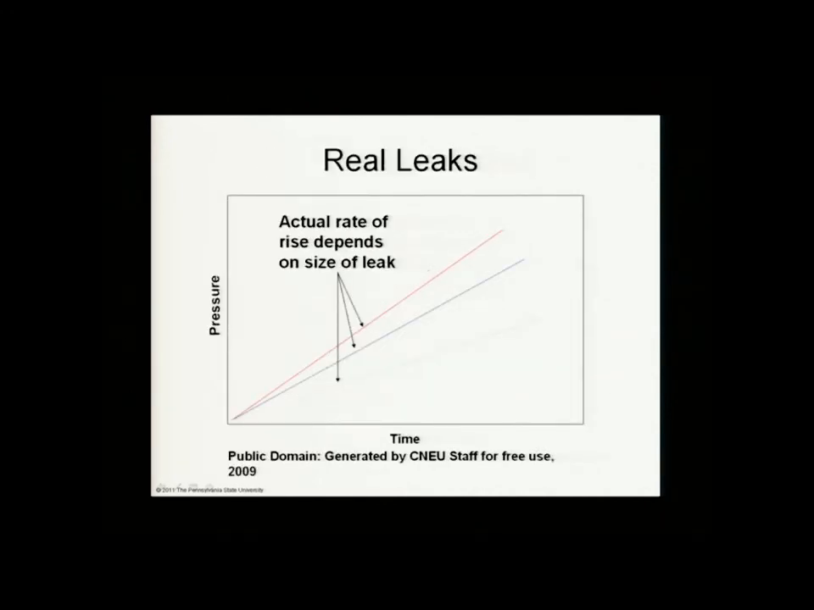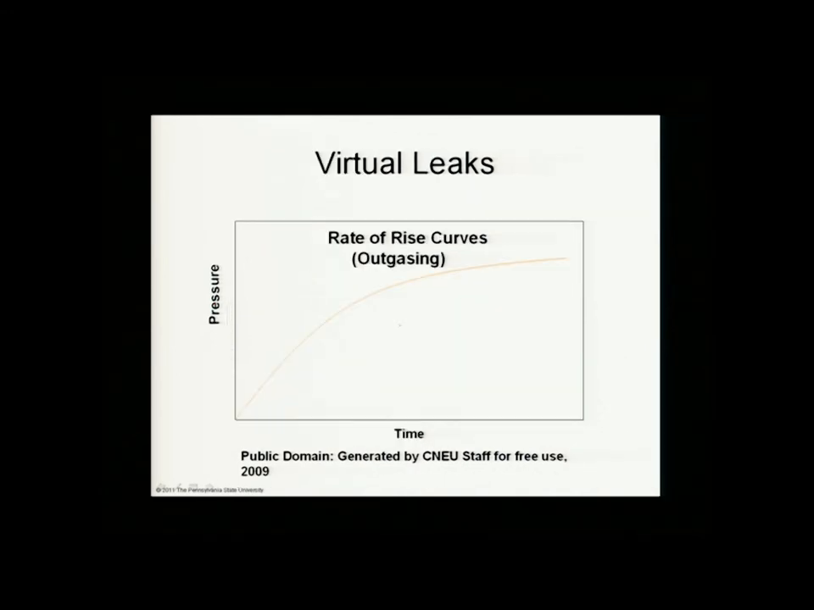So for real leaks, that is leaks from the atmosphere, the rate at which the pressure rises with time will depend on the size of the leak. So you can get some idea of what kind of leak you have from that kind of information. In virtual leaks, as we said, the pressure with time will plateau, and the rise of these curves, or how fast this goes up, is a measure of how much outgassing is going on.